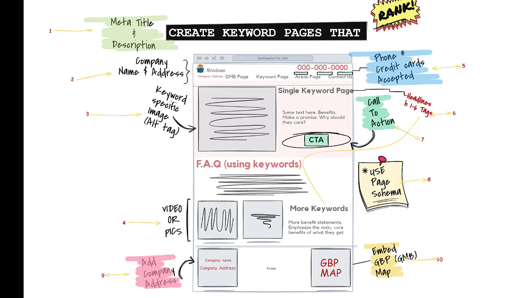Okay, so let's go through number 1. I numbered each one of them. Don't let this diagram overwhelm you. Let's just go one at a time. So the first one is the meta title and description. In the meta title and in the description, please make sure that you use the keyword.